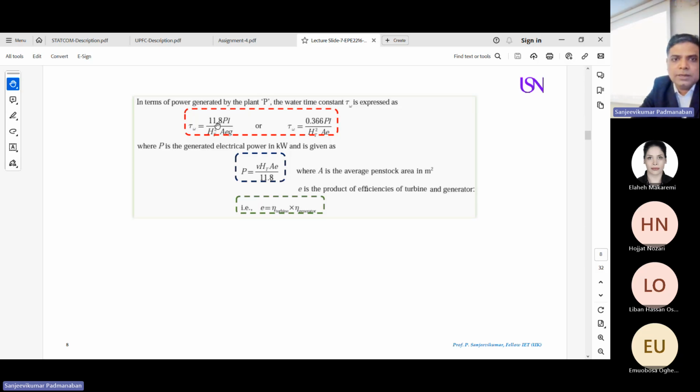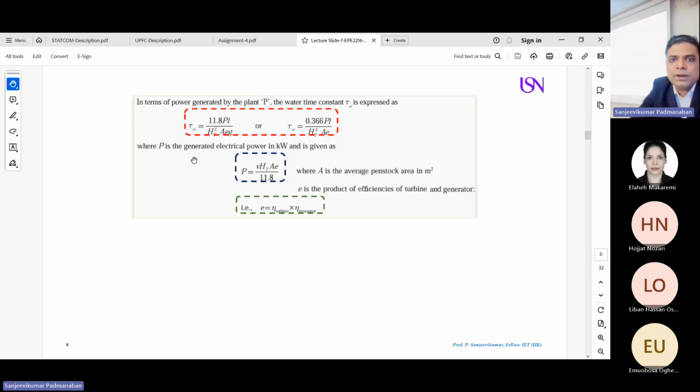Then I can calculate tau W, which is the time constant of your water: 11.8 PL divided by H square into AEG. Or another equation we have: 0.366 into PL divided by HT square into AE. This is the equation we use to calculate the time constant practically. If you know all these values, you can substitute and calculate.